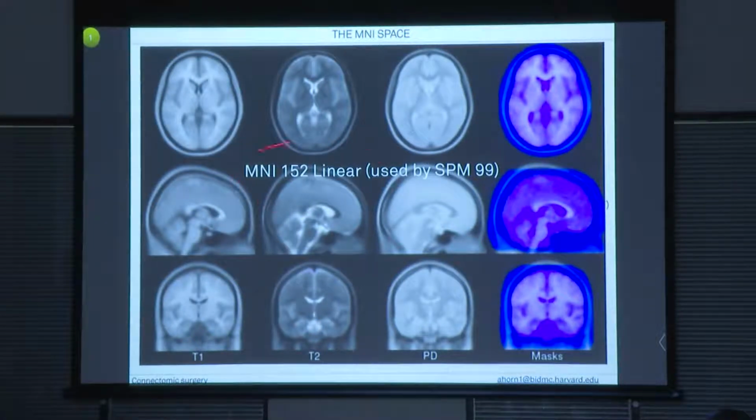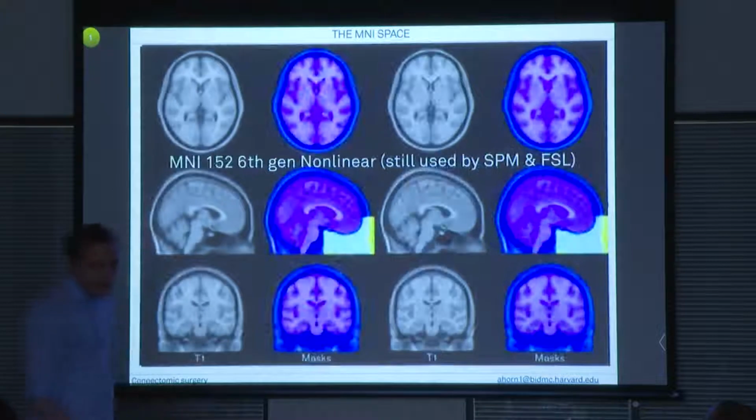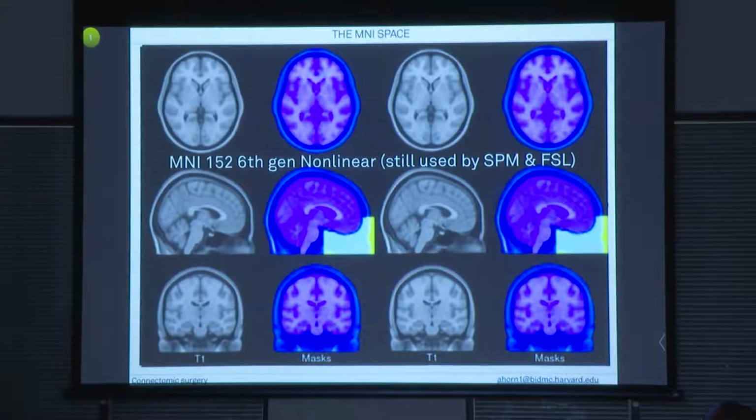And then this was the next one used in 1999, and it already looks a bit better, and you see now we already have a T2 and a proton density version, but it's still very blurry. And then they started the next iteration, which was the 6th generation nonlinear, which is still used widely by SPM and FSL. So now it's much clearer, now we have much more detail here. But unfortunately, this one was also only a T1.